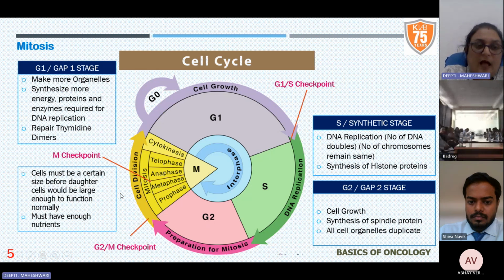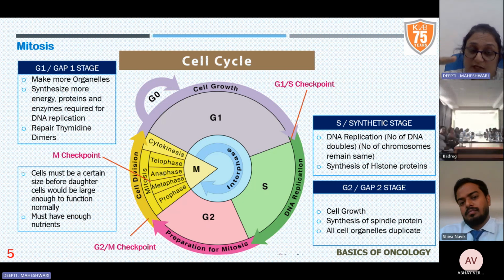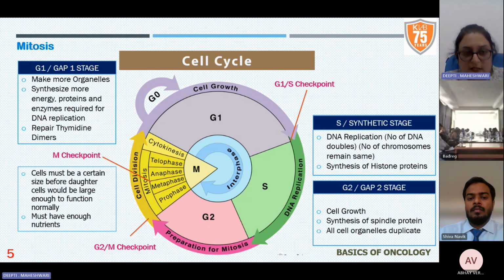Now here you can see after the cell mitosis or the cell division which has taken place, again the cell can enter into the G1 phase or it can go into the G0 phase. Now what is the G0 phase? In G0 phase, basically, the cell can go and rest. So the resting phase is called G0.